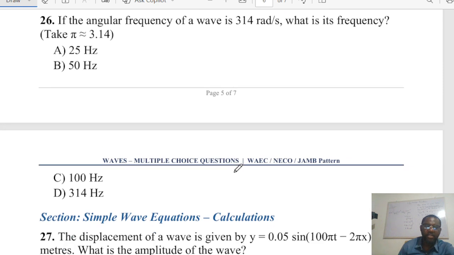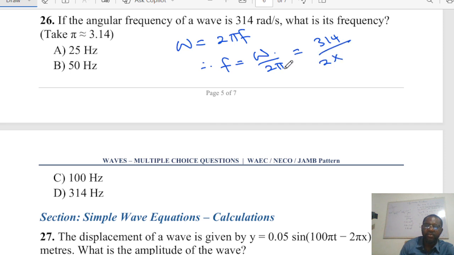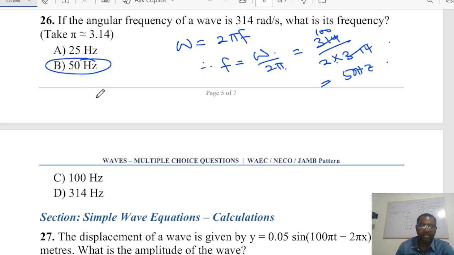Now number 26 says if the angular frequency of a wave is 314 radians per second, what is its frequency? And we're asked to take pi to be 3.14. Angular frequency is equal to 2 pi times frequency. So the frequency of a wave is going to be angular frequency divided by 2 pi. So the angular frequency is 314 divided by 2 times pi. We are asked to use 3.14. This would divide to 100, and 100 divided by 2 is 50. So that gives us 50 hertz. So B is the answer to that question.